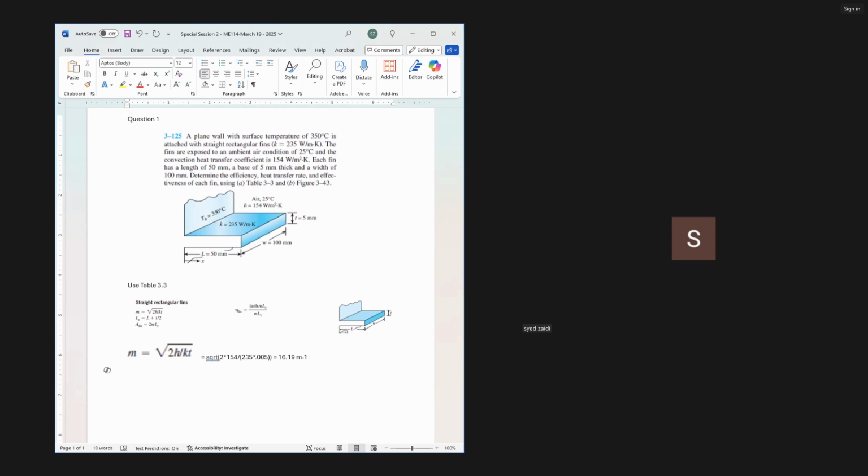So that's okay. Now the next step is to calculate LC. So LC equals L plus thickness over 2. Can you kindly get this value? L is 0.05 meter, which is 50 millimeter, plus T by 2, which is 0.005 divided by 2. Can you calculate how much LC is?